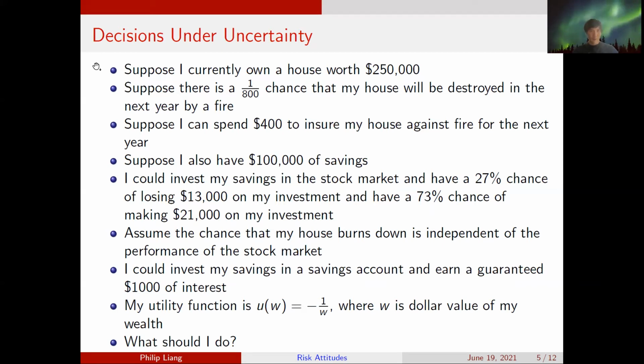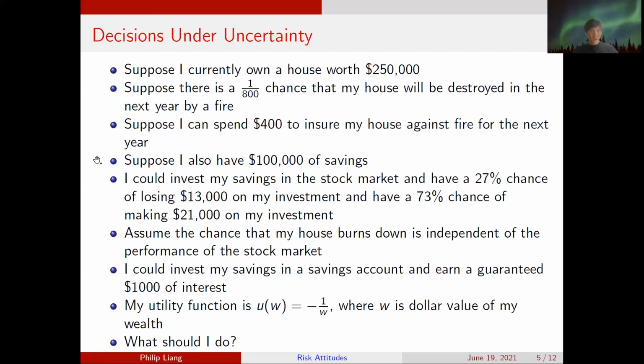The first is going to be the fire risk on my home, which is a home worth $250,000 that has a 1 in 800 chance of being destroyed by fire next year. And I can spend $400 to insure my house against fire for the next year.